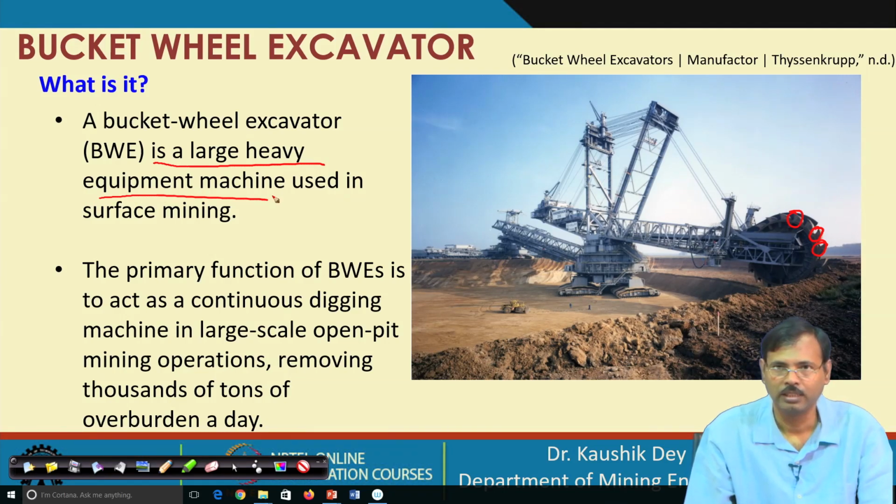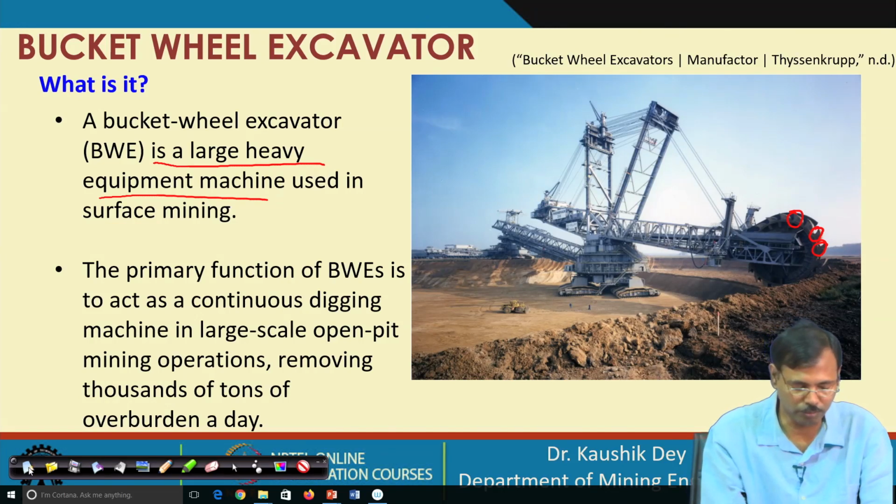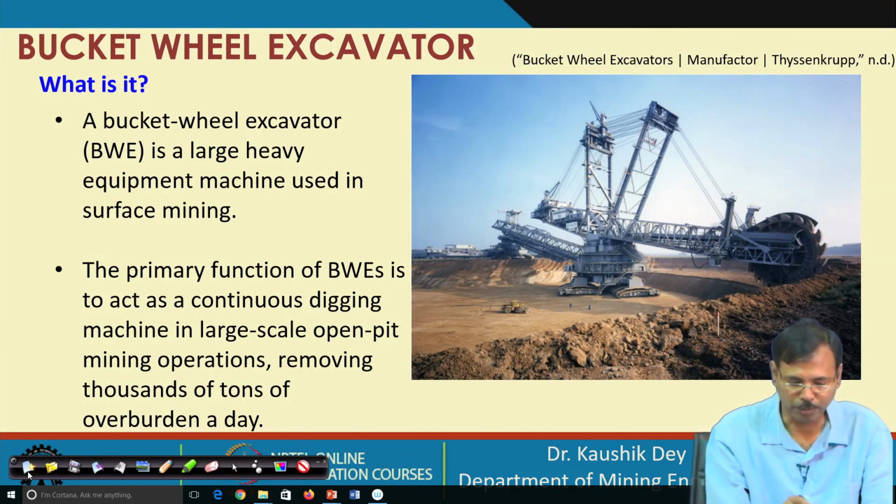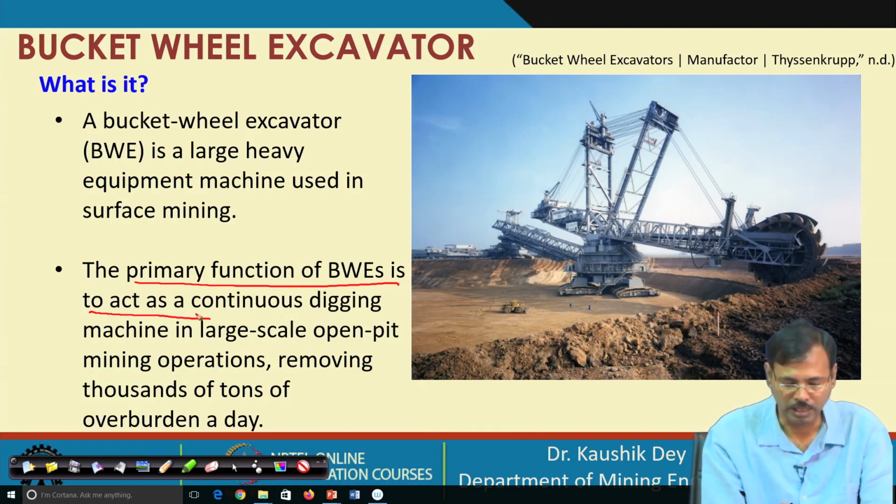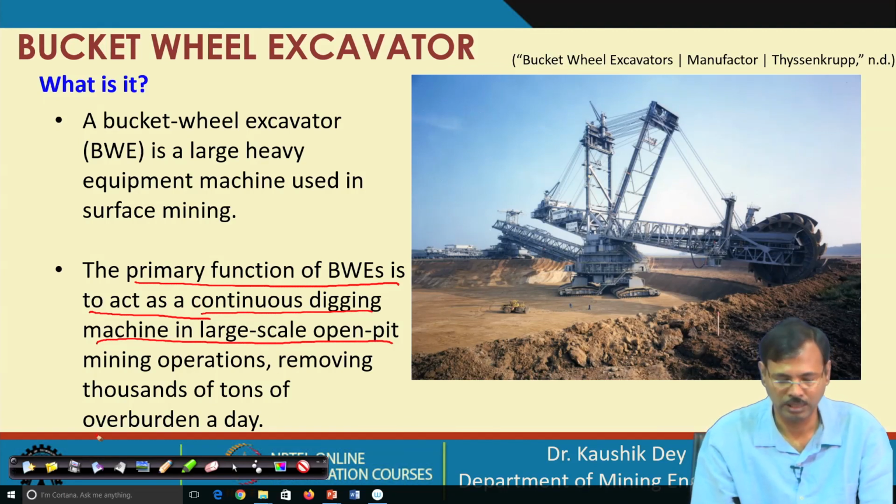In fact, the largest mobile equipment on this earth is a bucket wheel excavator. We will come to that at a later stage. The primary function of the bucket wheel excavator is to act as a continuous digging machine in large scale surface mines and remove thousands of tons of overburden or coal material in one day.